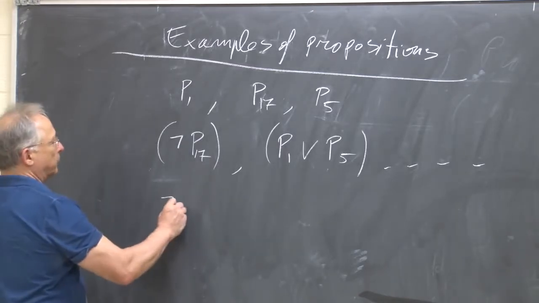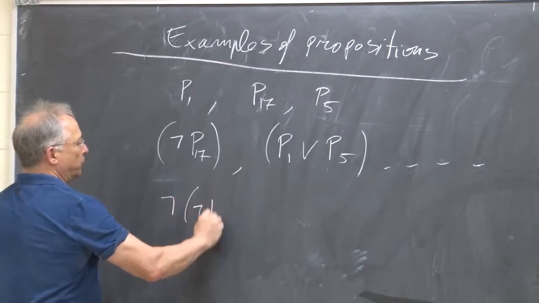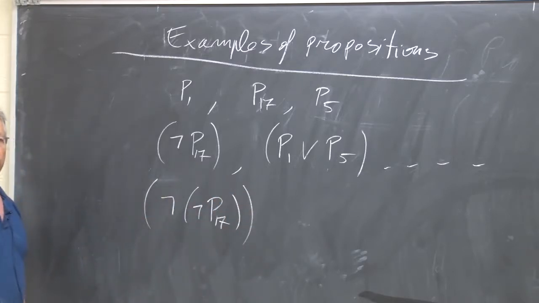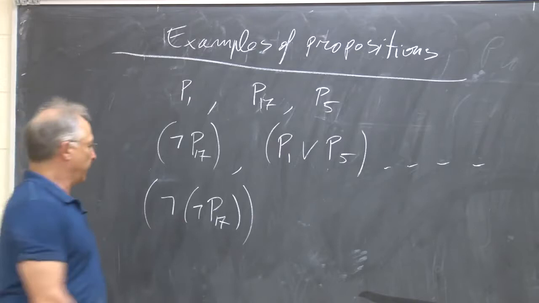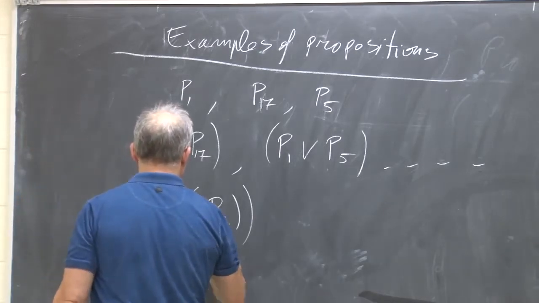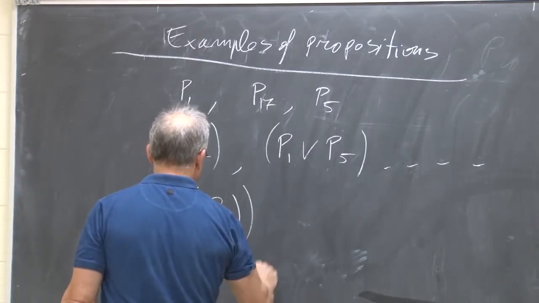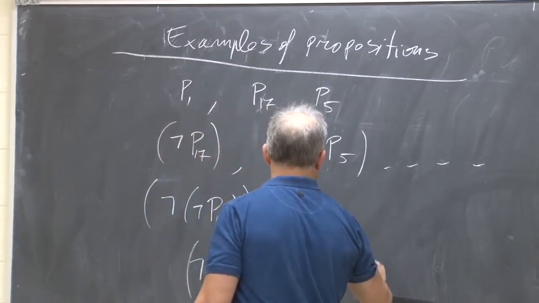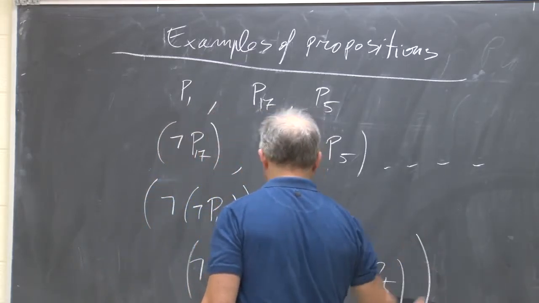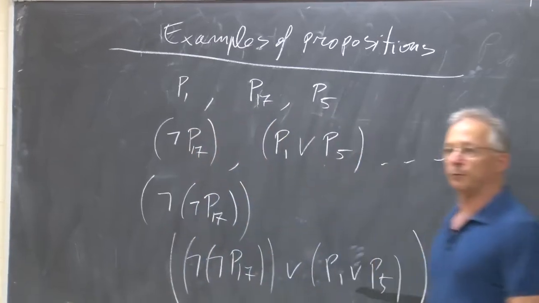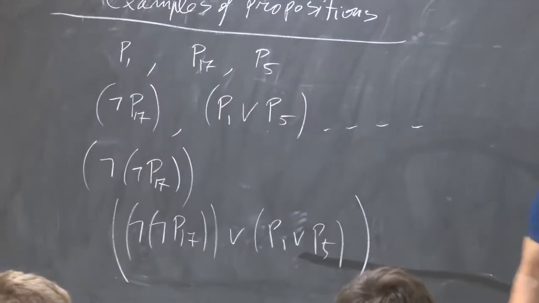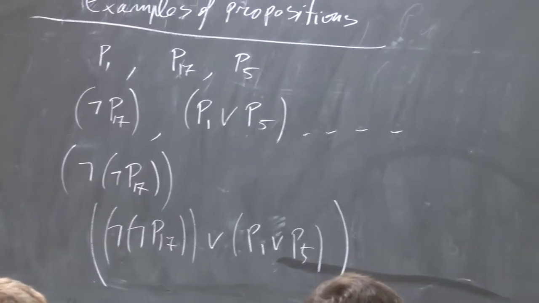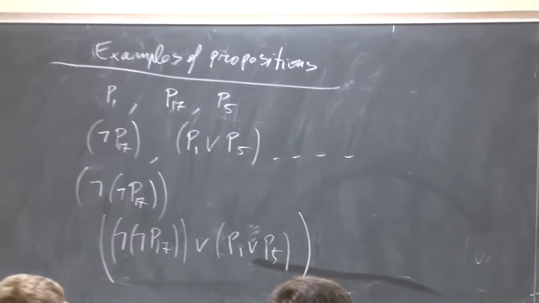So not P17 is a legal word in my language. And not P17 or P1 or P5 is a legal member of my language. Each time I can take words that I already have in my language and apply any of my 4 operations.